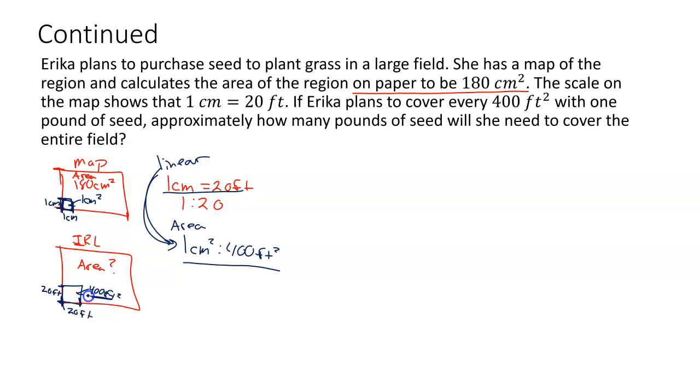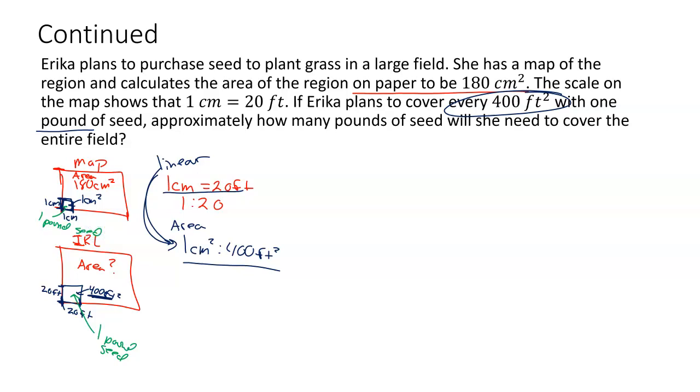But the fact that this is 400 and that they're using this is not a coincidence. They did that on purpose to make it easier. Erica plans to cover every 400 feet square with 1 pound of seed. Okay? So for every single one of these squares, I'm going to use 1 pound of seed. Well, let's look at the map. For every one of those squares, it's going to be 1 pound of seed. Because they represent the same thing, right?